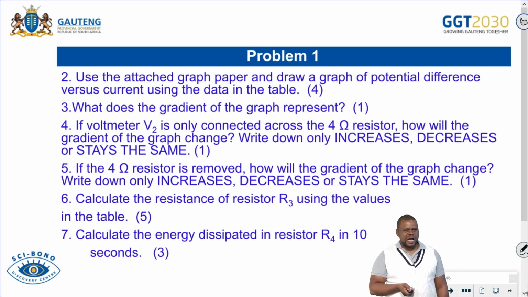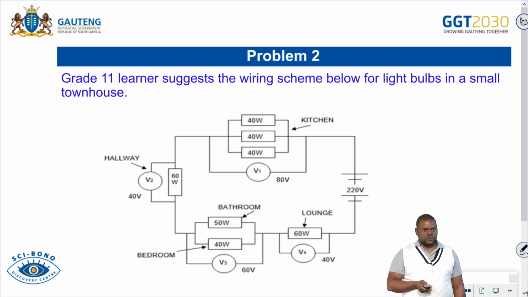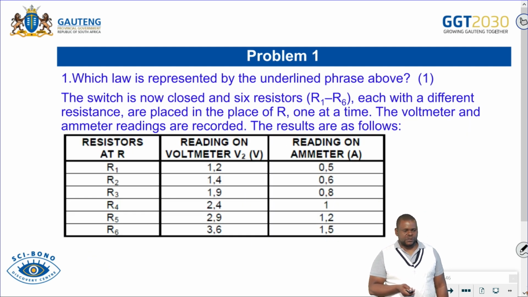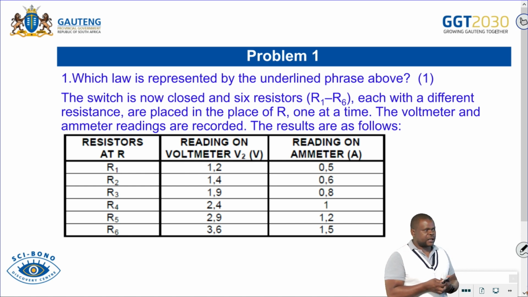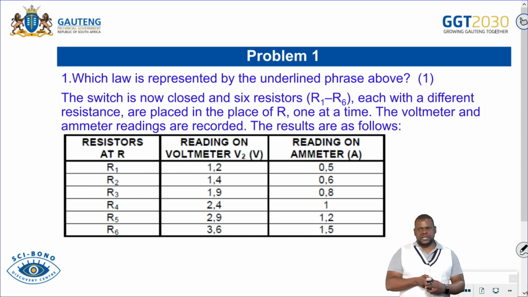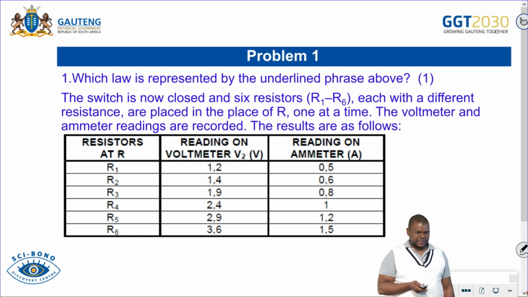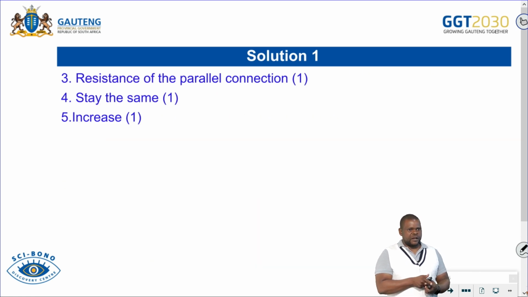Now, question six says, calculate the resistance of resistor R3 using the values in the table. Here is our table. From R3, we can see that the voltmeter reads 1.9, while the ammeter reads 0.8. Okay?